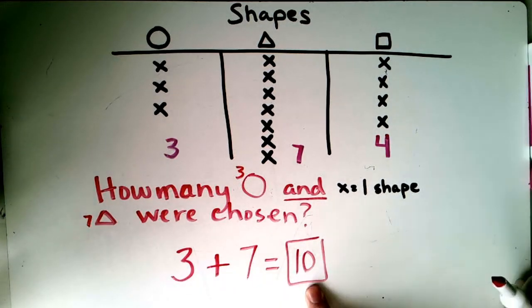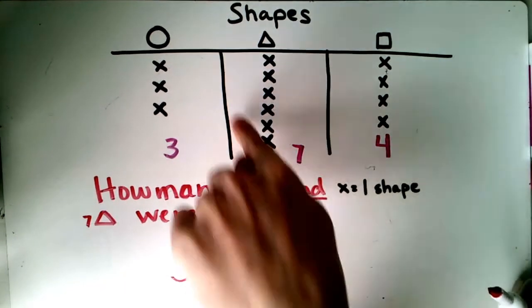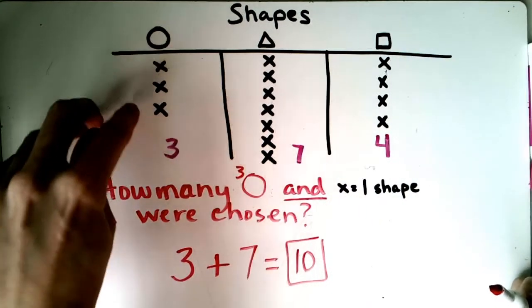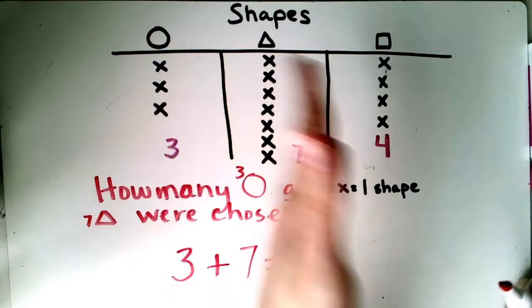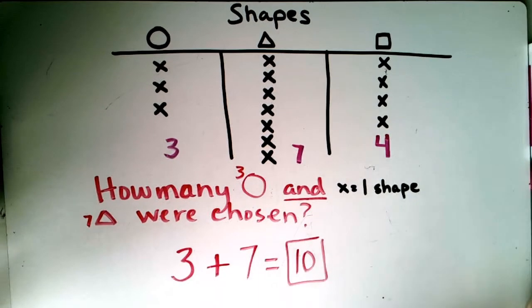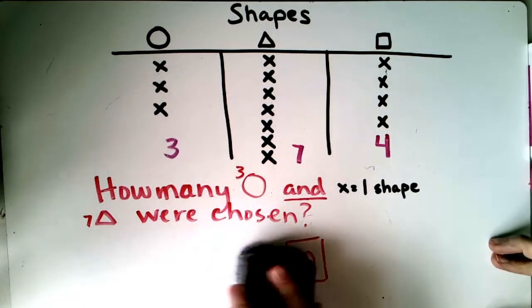Yes, or I could count down. I could do the triangles first and say, okay, 7, 8, 9, 10. So I can use my graph to count, or I could use a number sentence to help me. Let's answer another question.